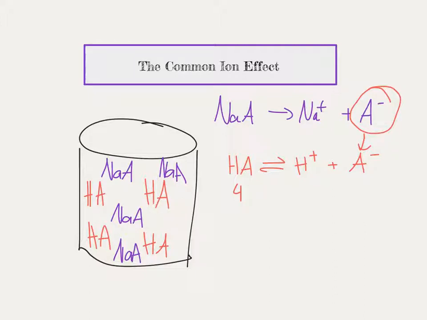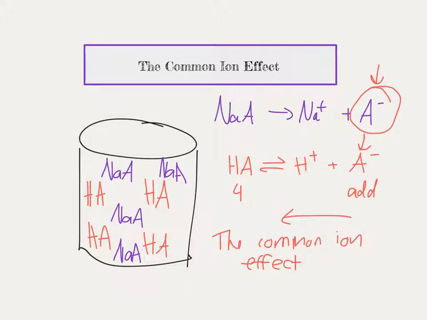And according to Le Chatelier's principle, if I add more and more of these guys, I'm going to shift my equilibrium to the left, or I'm going to resist creating H pluses and A minuses. This is called the common ion effect. And that's when you add a salt, which is just one piece of your acid plus a counter ion that doesn't do anything, like sodium or potassium.